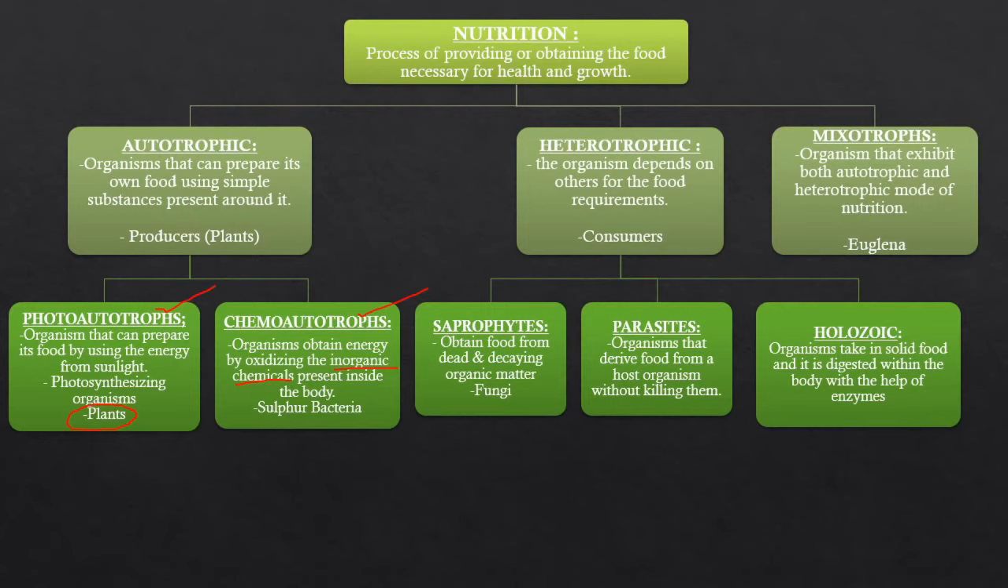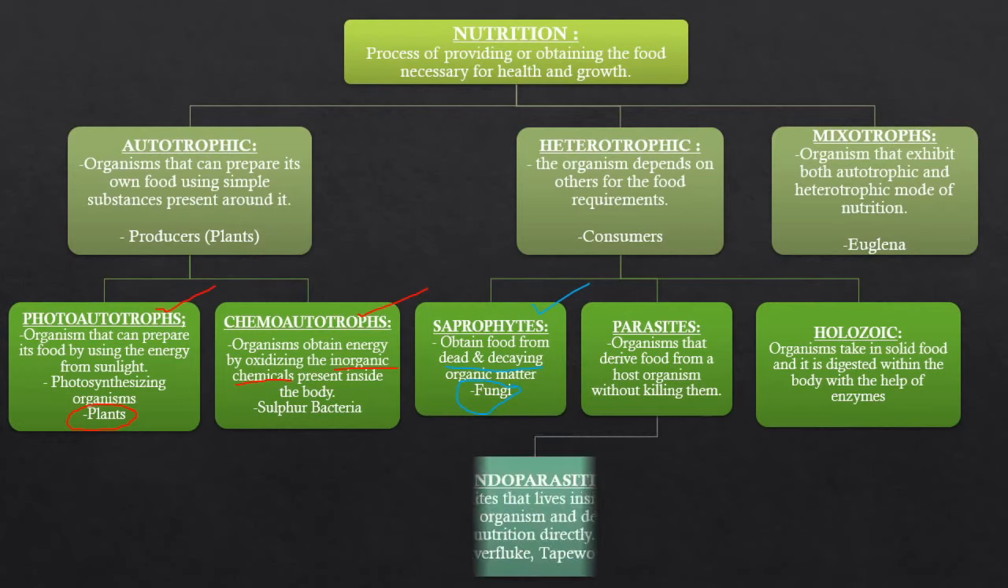But again, there are saprophytes. Now the saprophytes obtain food from dead and decaying organic matter. So the rotten organic matter is the source of food or nutrition for this group of organisms, and fungi is a very good example of the same. Now the next group is the parasites.